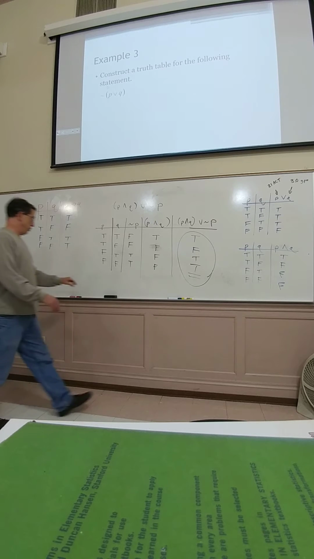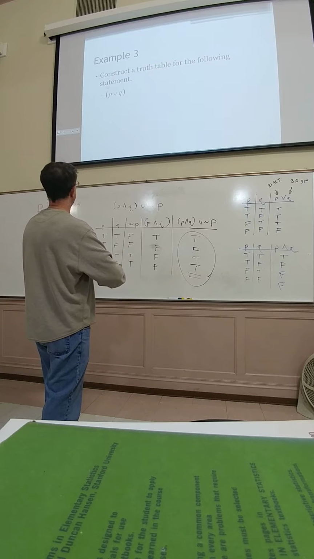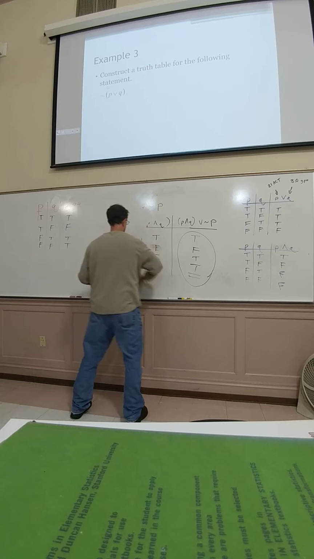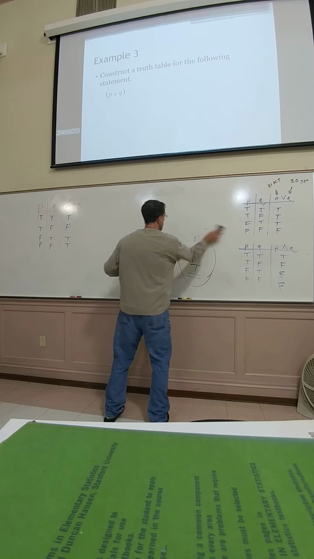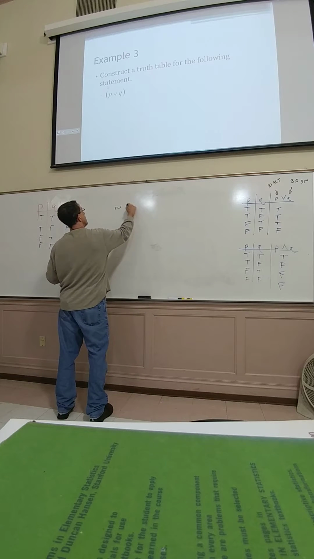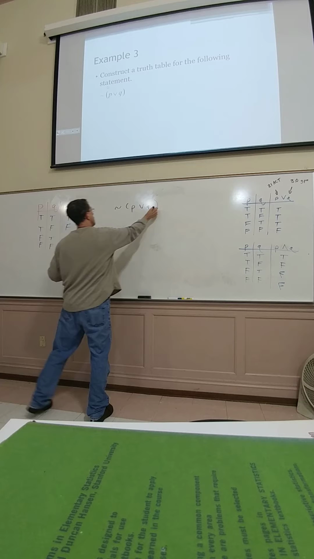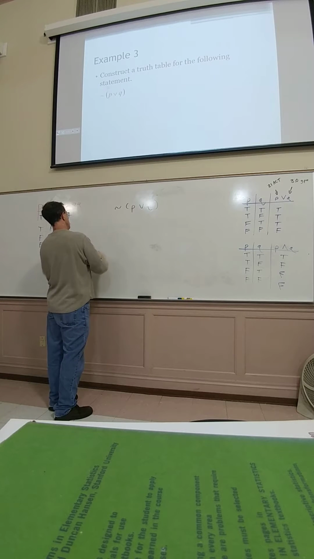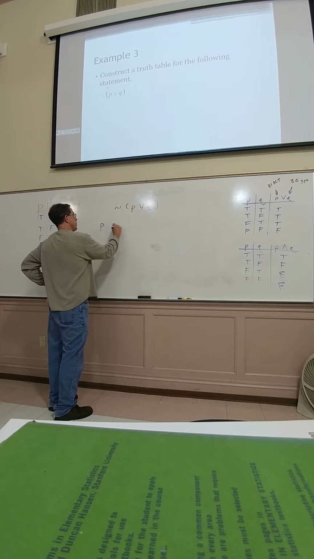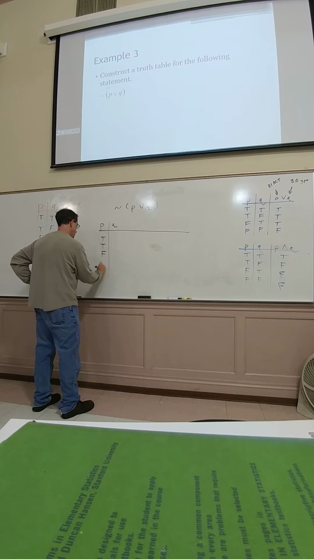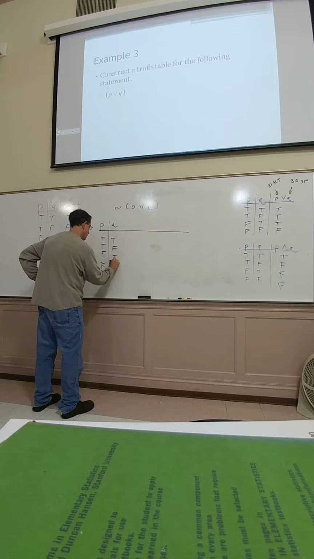Okay, it'd probably be helpful to do this one. Negate P or Q. So we're going to do P, Q, which we always start with, and then T, T, F, F, T, F, T, F.